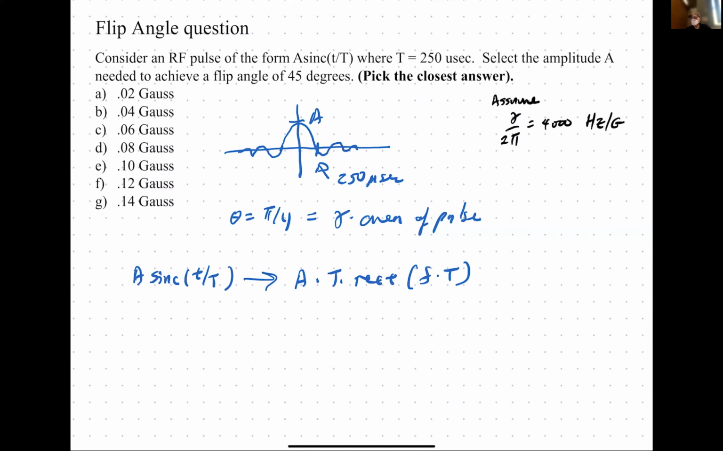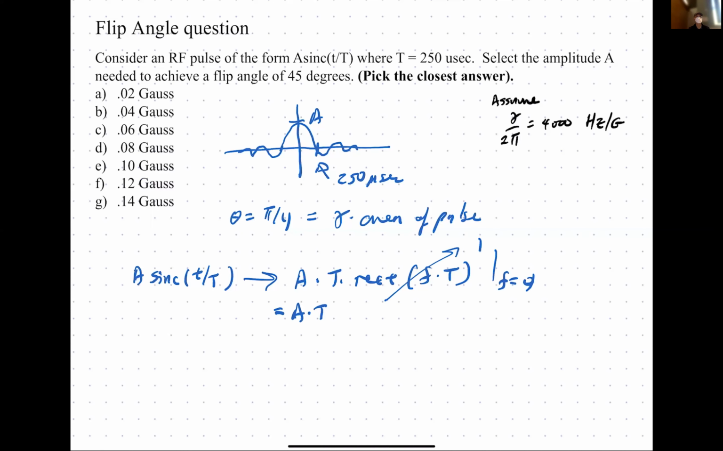Okay. So at f equals 0, this just goes to 1, right? Because the rect function is 1 within minus a half to a half. So if I put in f equals 0, that's just going to be 1. So the nice thing is the area of this is just A times T.